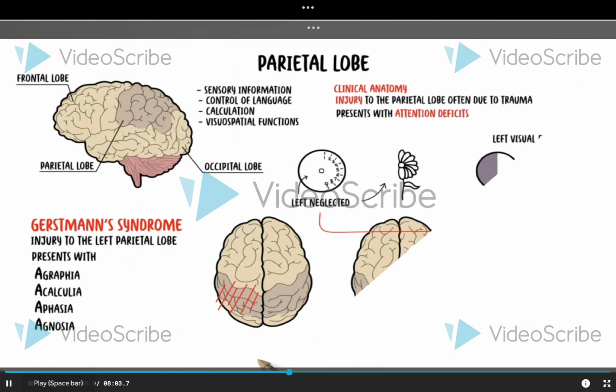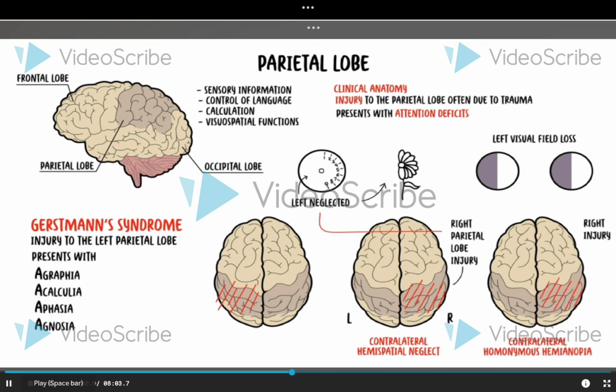The parietal lobe is located in the upper middle part of the brain, behind the frontal lobe and above the occipital lobe. The function of the parietal lobe is sensory information processing, interpreting touch, pain, temperature, and pressure, and control of language and calculation and visuospatial function.